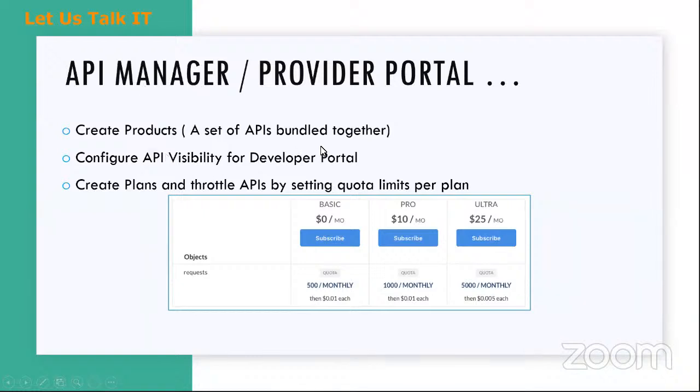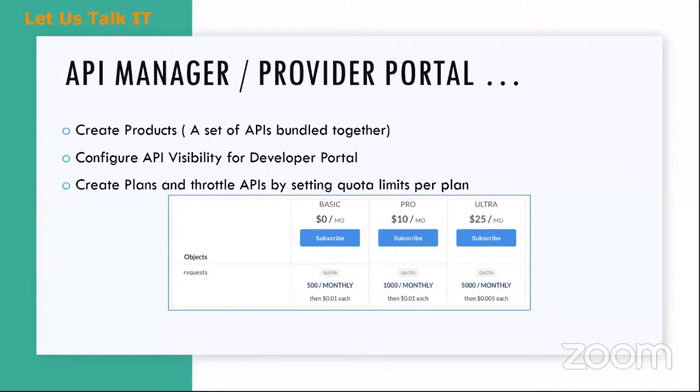Another thing is you can configure your API visibility. Let's say you are publishing it externally, but you want to allow visibility of an API only to certain groups. Maybe you want to tag them geographically, or based on any other unique criteria. You can easily do that on your API manager as well.